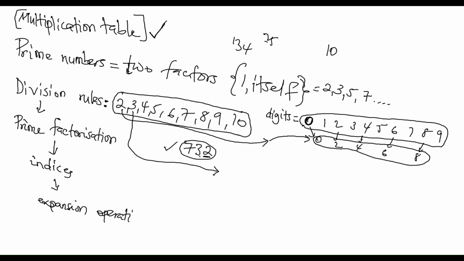So let's take the 732. We check the last two digits, which is 32. Is 32 a multiple of 4? Meaning, is there something that 4 times something will give you 32 on our multiplication table? It's 4 times 8 that gives you 32. Therefore, this entire number is divisible by 4.